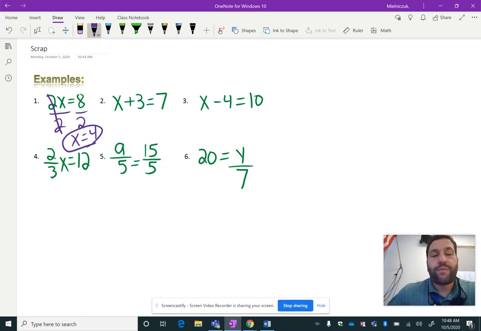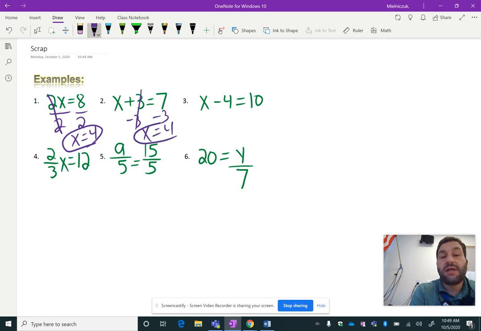Let's take a look at number 2. x plus 3 equals 7. Well, the operation that's being done to x is adding 3. So the opposite of adding 3 would be to subtract it. So here we will get x equals 4. Again, completely coincidence that 2 problems in a row were 4.